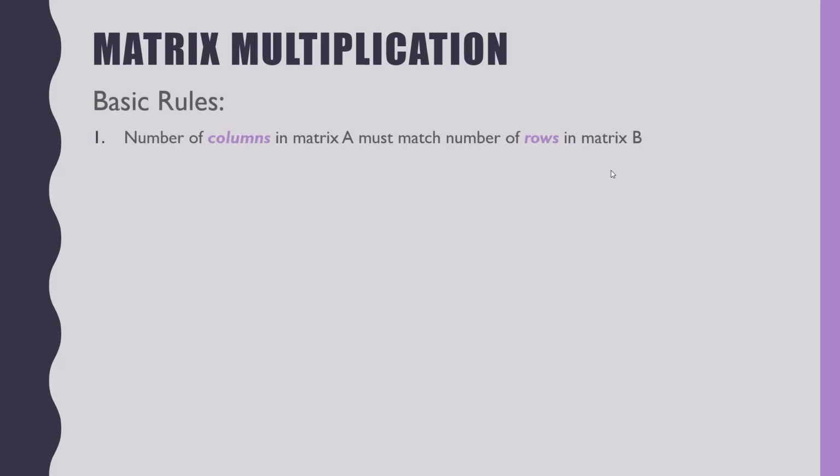So, matrix multiplication, all right? Multiplication with matrices is a little bit trickier. So, a couple basic rules. Rule number 1, the number of columns in matrix A must match the number of rows in matrix B. All right, and we're going to do a nice little visual here to understand that in just a moment. The result will be the number of rows in A by the number of columns in B, right?